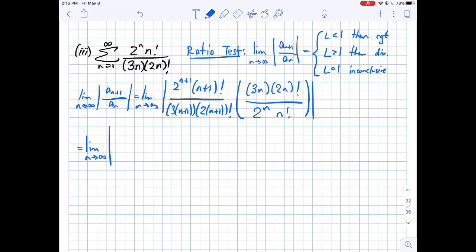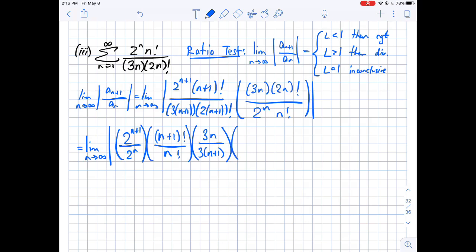So in absolute value, the first thing, let's say we have 2 to the power of n plus 1 over 2 to the power of n. Then I have (n plus 1) factorial over n factorial. Then we have, let's say, 3n over 3 times (n plus 1). And we have (2n) factorial divided by (2 times (n plus 1)) factorial. Okay, and actually, let's do ourselves one favor. Let's rewrite this last part as (2n plus 2) factorial. So I took all of this right here and expanded it, giving us 2n plus 2.